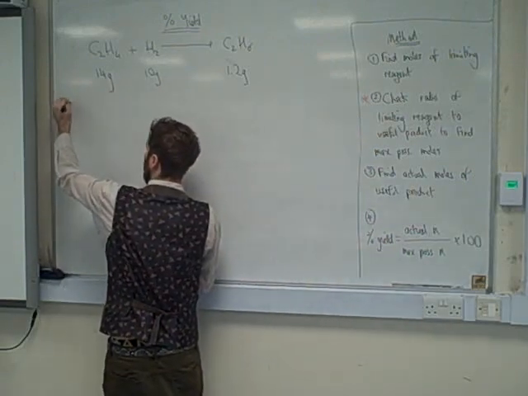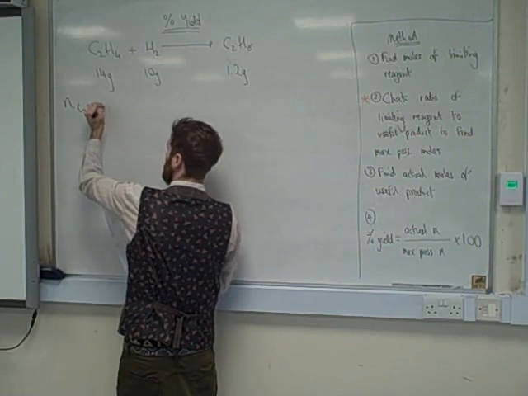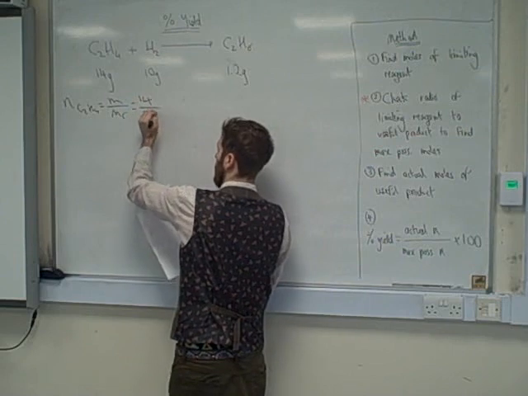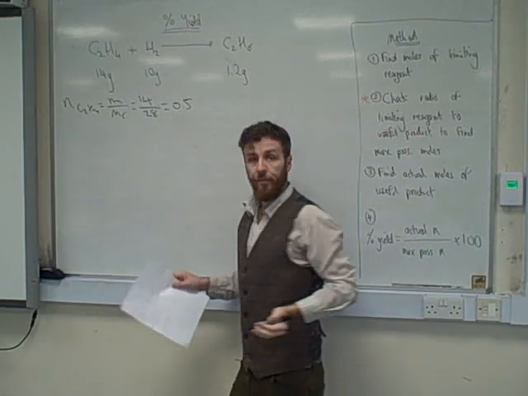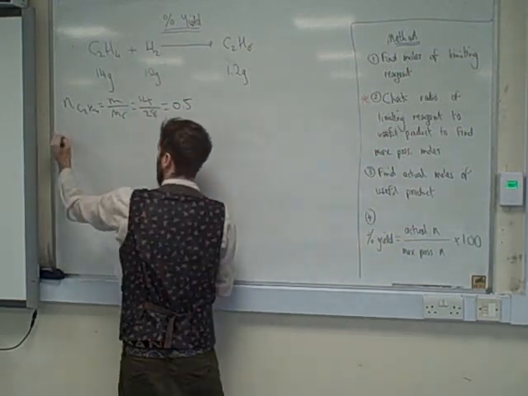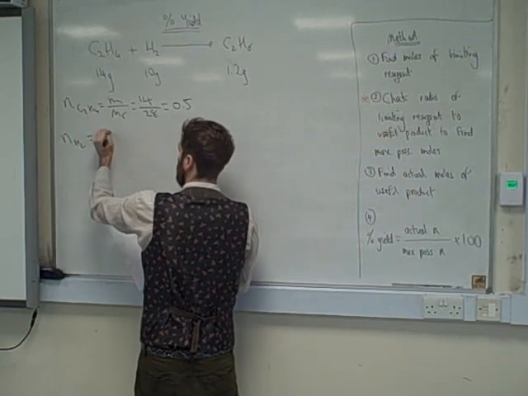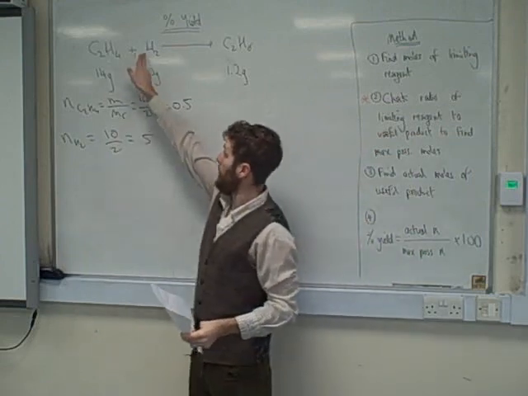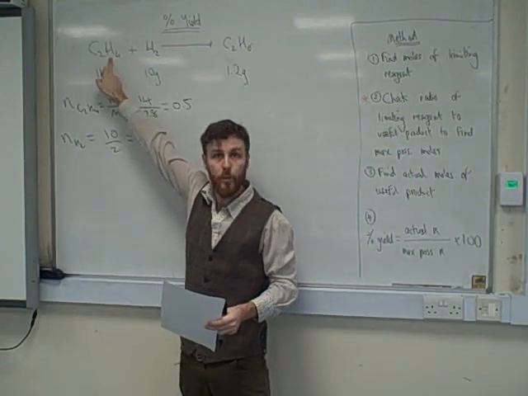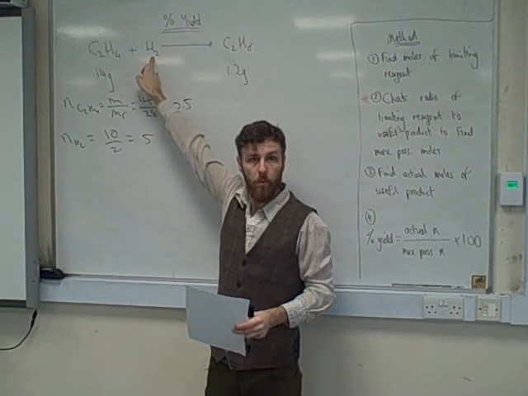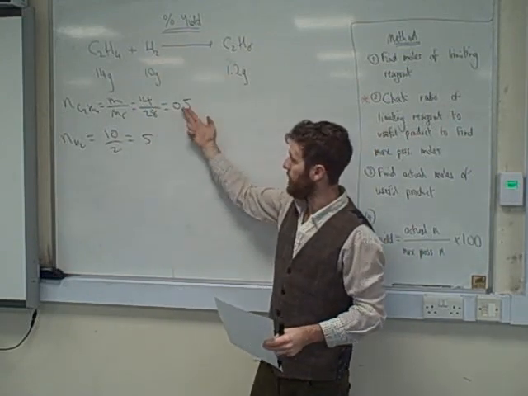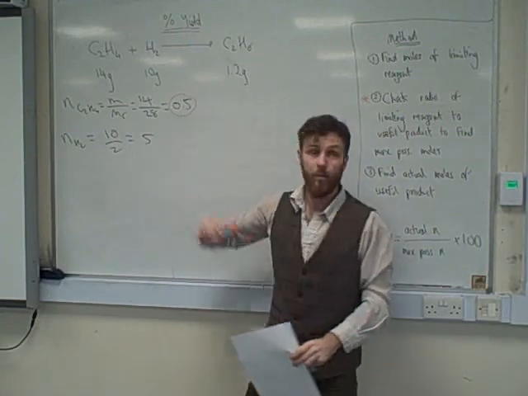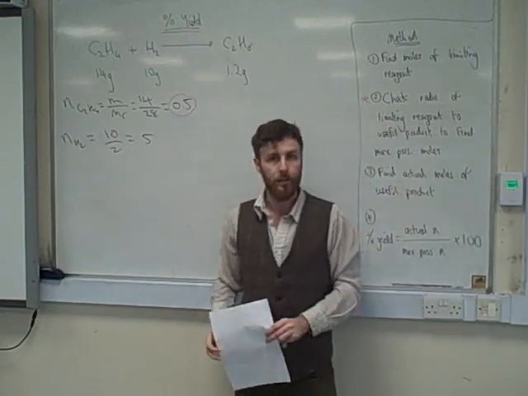So first of all, let's find our moles of ethene. So moles equals mass over Mr. So 14 over 28, that's going to be 0.5. Find our moles of hydrogen. So that's 10 over 2, which is 5. Now, as it's a 1-to-1 ratio, for every mole of this we use up, we're going to use up 1 mole of that. So we can see from these numbers, clearly we're going to run out of ethene first, so this is our limiting reagent.